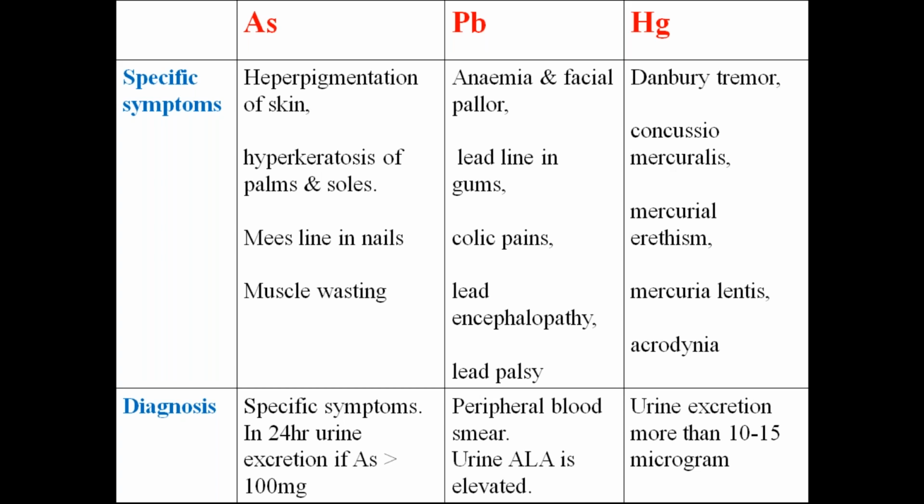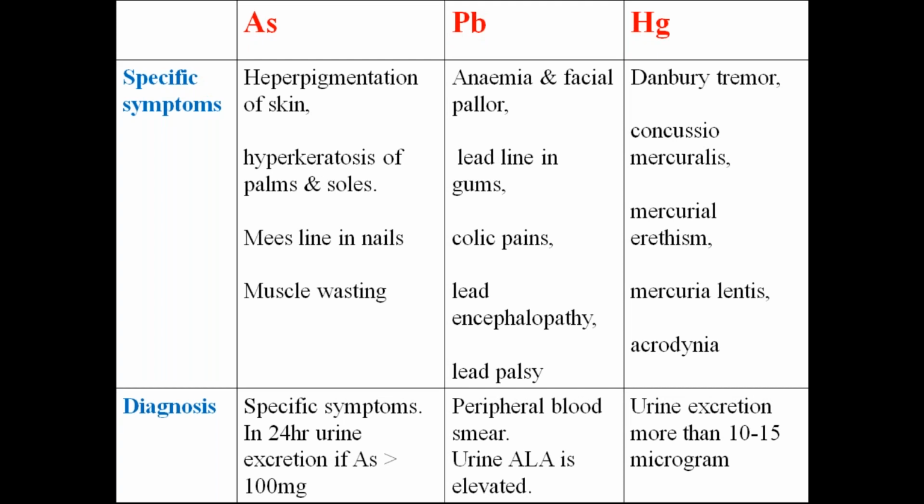Diagnosis in arsenic poisoning is by specific symptoms. Symptomatology is very important. And then we can diagnose by 24 hours urine excretion. If it is greater than 100 mg arsenic, then it signifies there is arsenic poisoning. In lead poisoning, we have peripheral blood smear where there is basophilic stippling, and then urine ALA, aminolevulinic acid synthase, is elevated because it is used in synthesis of hemoglobin.